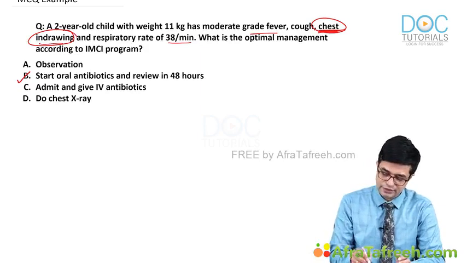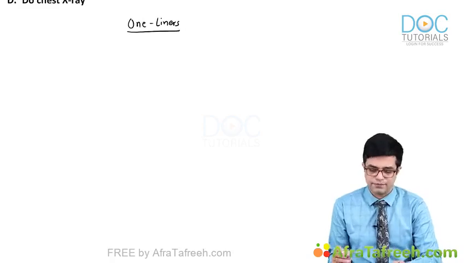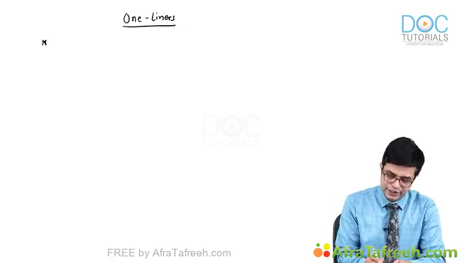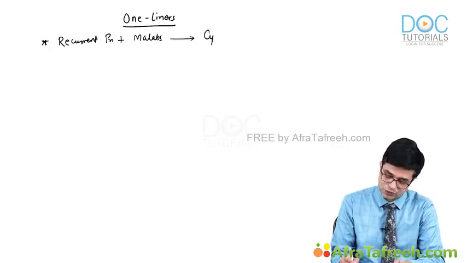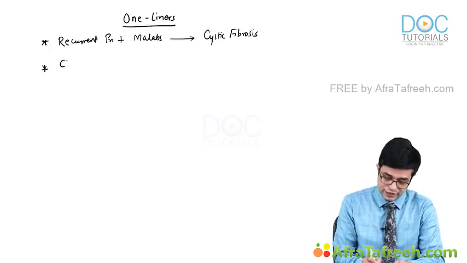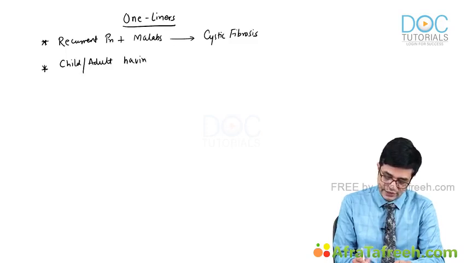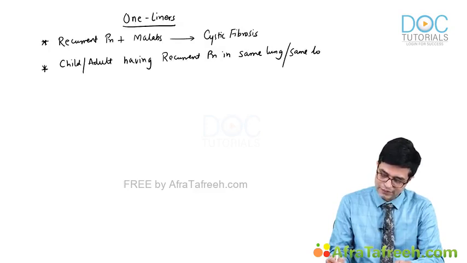Lastly, let us discuss some miscellaneous one-liners which can be asked in the exam. The first one-liner: any child having recurrent pneumonia with malabsorption, what will you think of? You will think of cystic fibrosis, right? Another one: any child or even adult having recurrent pneumonia in the same lung or same lobe. It can come as a case.